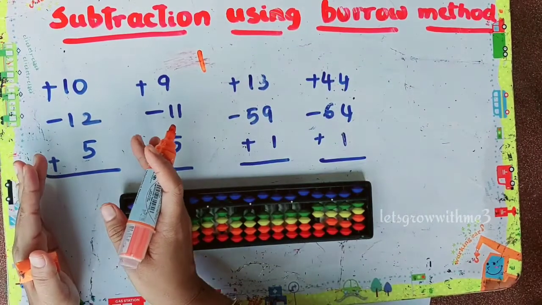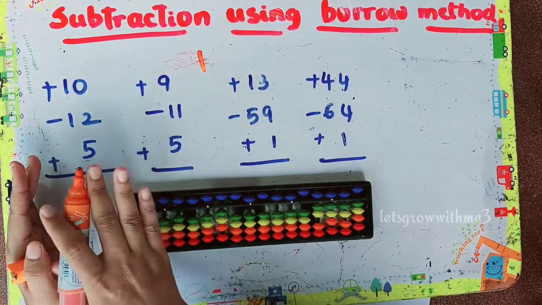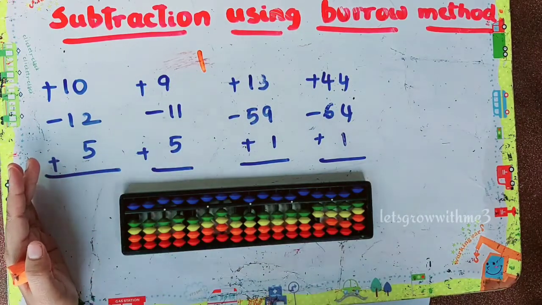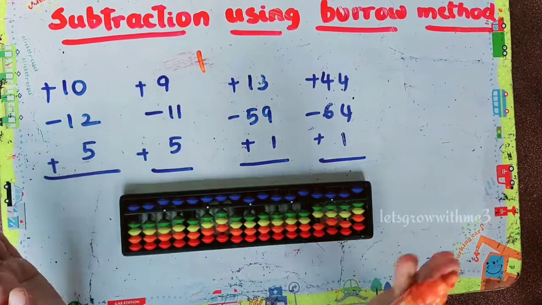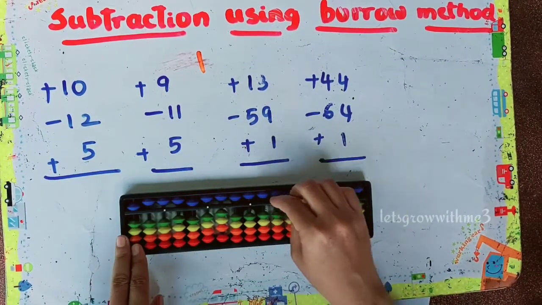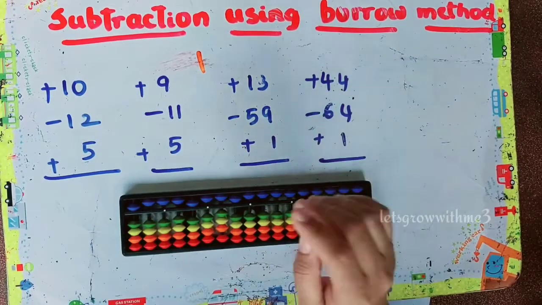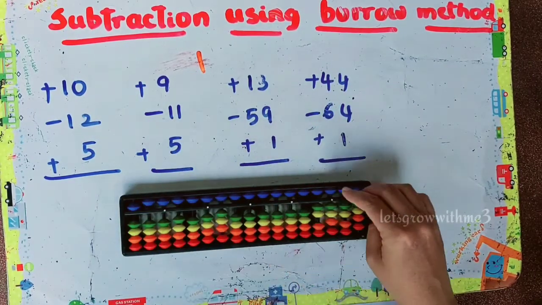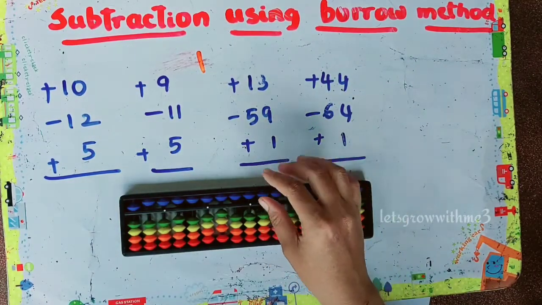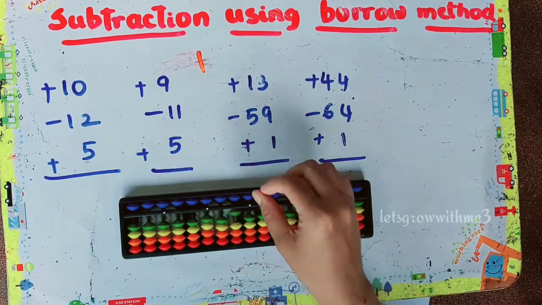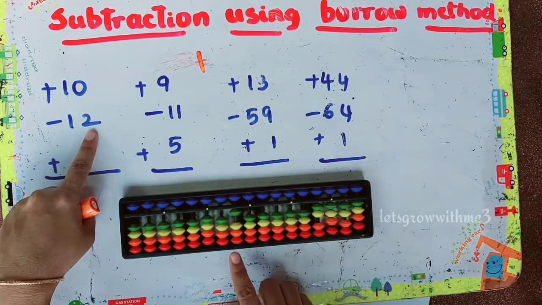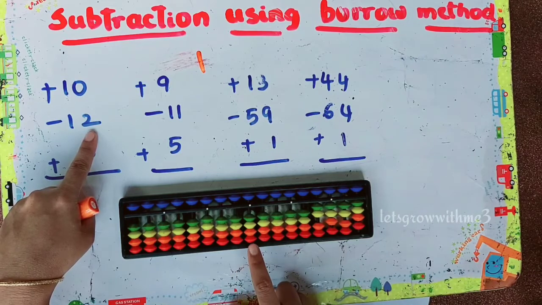Okay, so let's try to solve. Here I'll get only positive values, even though I'll take the borrow. But in the other category, I'll take the borrow too, but I will get a negative number. Let's see how we are going to get those values. So the first question: 10, minus 12, minus 1, minus 2.